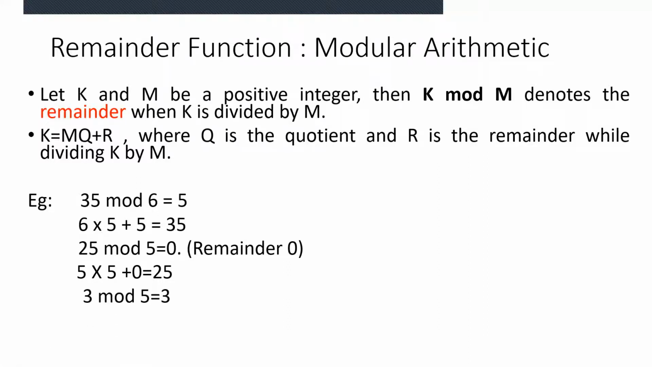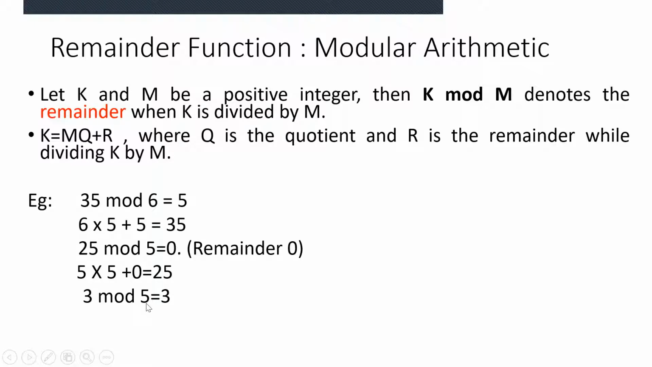Now again, one more example. So I gave three types of example. One is a number which is not completely divisible by 6, so it will give a remainder. The second example is completely divisible by 5; 25 is completely divisible by 5, so you will get a remainder of 0. In the third example, I gave a number which is lesser than the mod number.